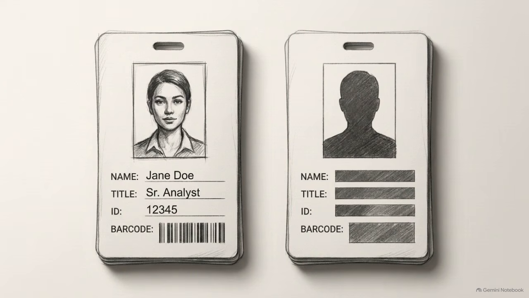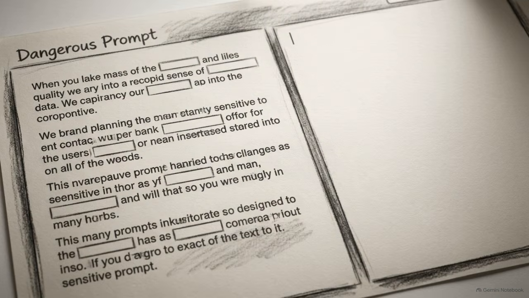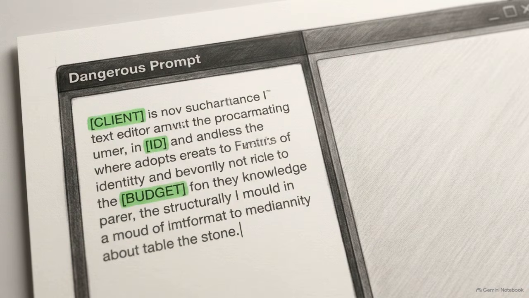To fix this, we apply a technique called format-preserving pseudonymization. Instead of deleting the text entirely, we swap the sensitive data for generic placeholders. We use brackets to clearly mark substitutions like client A, ID number, and project budget.